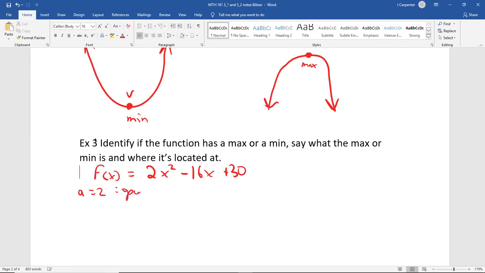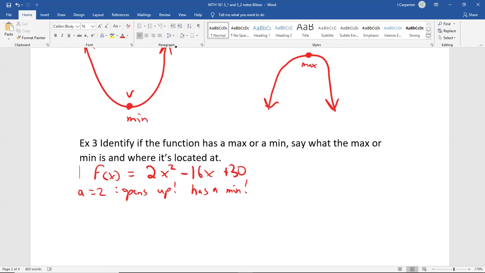So it opens up, which means it has to look like the left picture that you see on your screen. It has to open up because the a is positive. If it opens up, that means the vertex has to be the lowest point, so it has a min. It does not have a max. It has to have a min because the maximum is going to be infinity. It goes up forever and ever and ever.